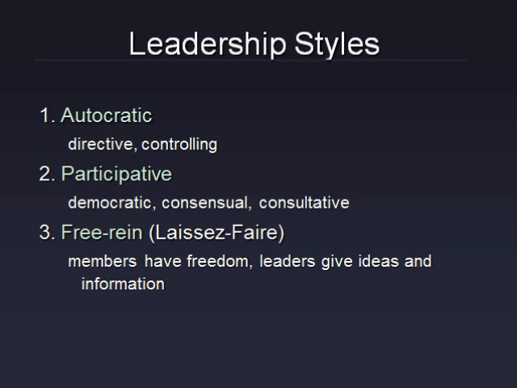The free rein or laissez-faire type of leadership means that members have a lot of freedom. Leaders are basically there to give them ideas and information and resources, but the leader generally doesn't get involved unless they're specifically asked. You see free rein leadership style a lot within scientific research groups or within think tanks.